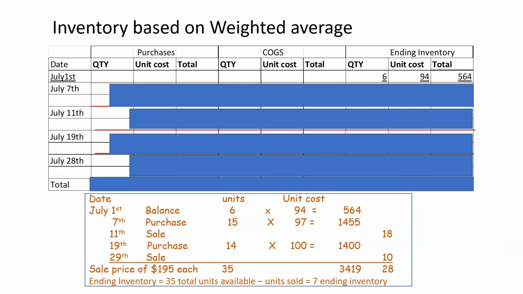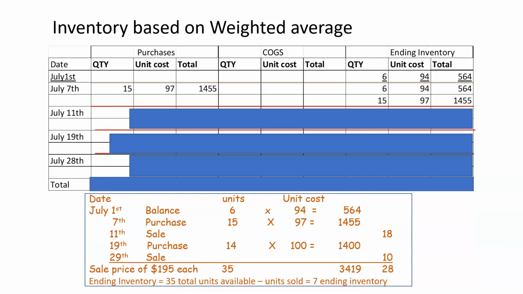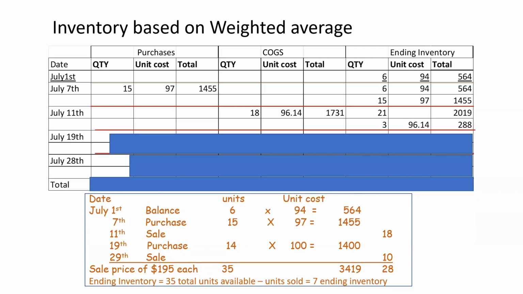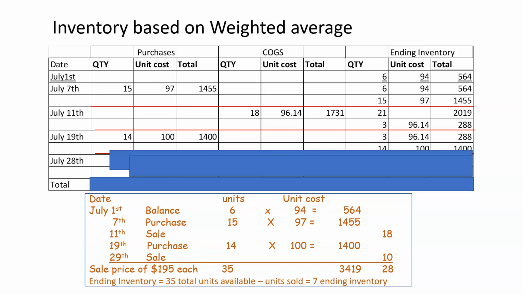Now let's do weighted average. This one's always a little more complicated because what we have to do is come up with a new price every time we make a sale. So we're going to start with, we bought 15 and now we have 21 units at a total value of $2019. I'm going to divide the 21 into 2019 and get an average cost of $96.14, which I'm going to use for the 18 units that I sold. And I'm rounding here. And that leaves me with 3 units at an average cost of $96.14.